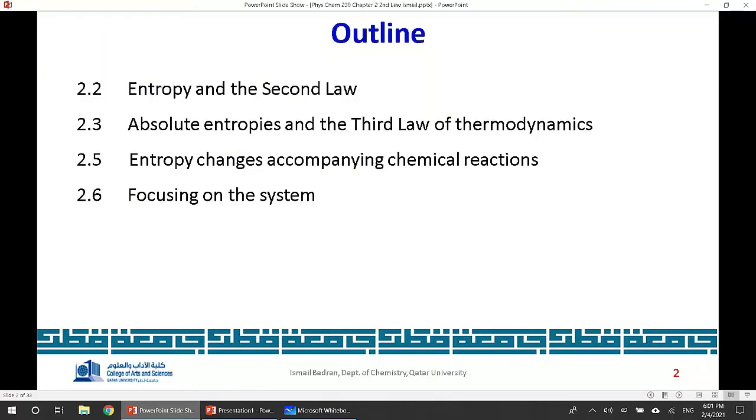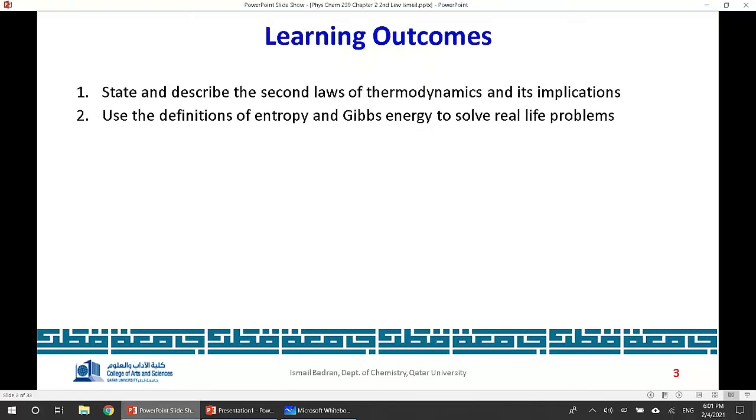And to start, in this chapter we're going to cover these topics: entropy. We're going to talk about entropy in the second law. We'll also speak about the absolute entropies in the third law of thermodynamics. We'll also discuss entropy changes, focusing on the system. In this chapter, sections 2.1 and 2.4 are omitted, so you don't have to worry about that. It's only these sections that we need to cover.